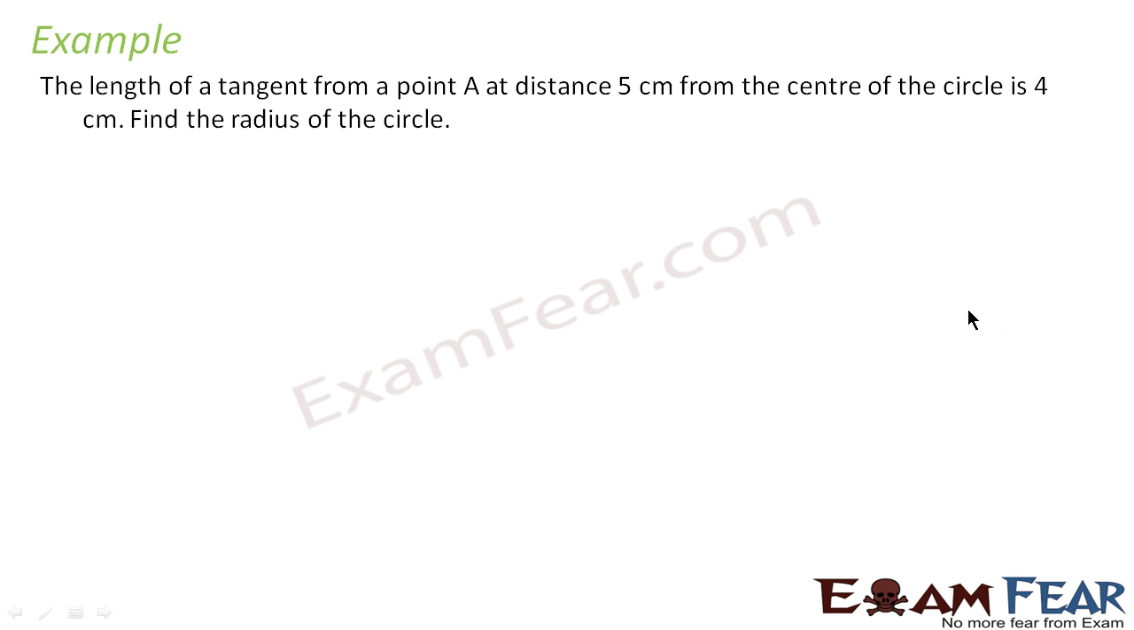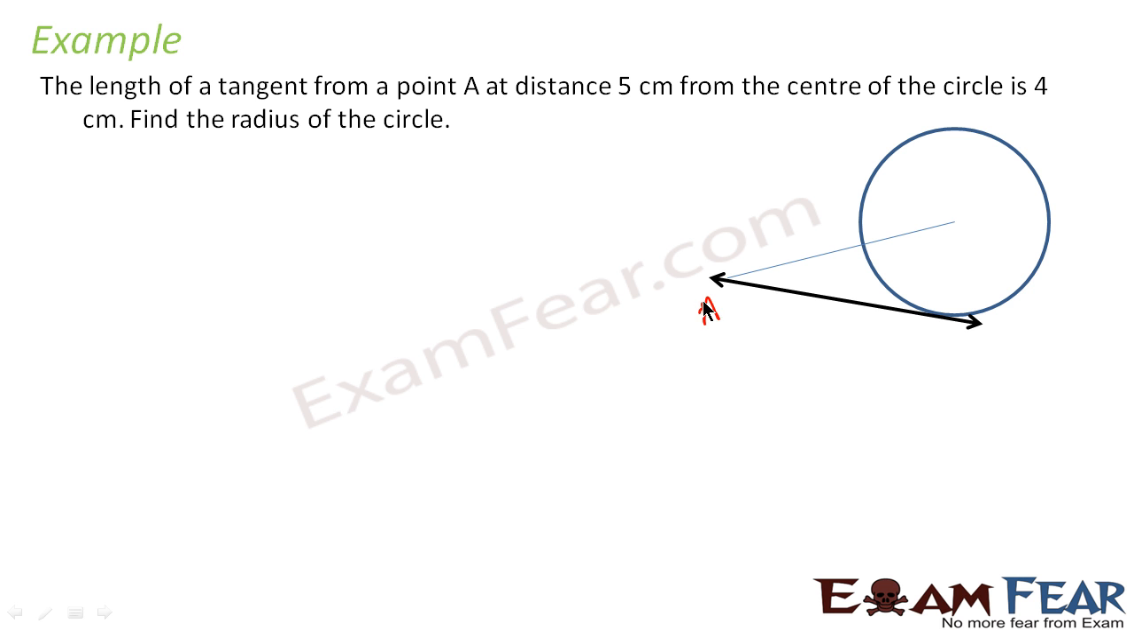Let's take one more example. The length of the tangent from a point A at a distance of 5 cm from the center of the circle is 4 cm. We have to find the radius of the circle. Let's draw this. So this is my tangent from this point A, at a distance of 5 cm. This is my center, and this is 90 degrees, obviously, because this is the point of contact. The length of the tangent is 4 cm. We have to find the radius.